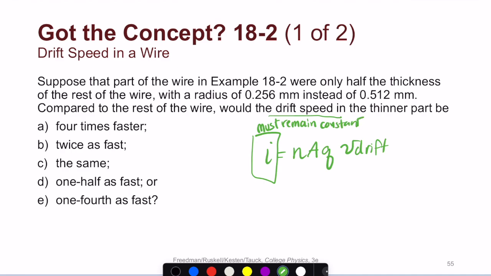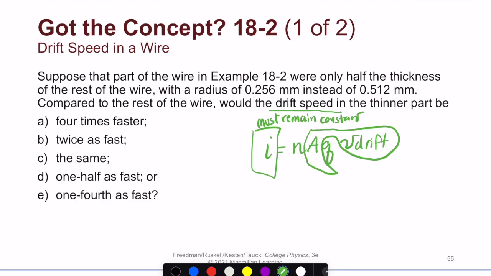I must remain constant. So if we examine the area and the drift speed together, if one increases or decreases, then the other must do the same in order to keep I constant, right? So if the cross-sectional area is decreasing, then the drift speed is going to have to increase to keep I constant. Does that make sense?